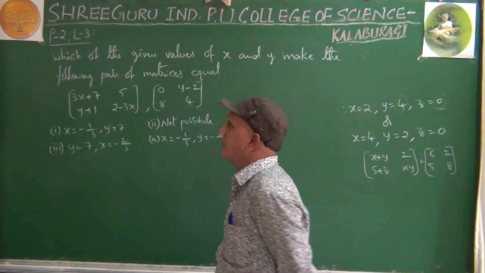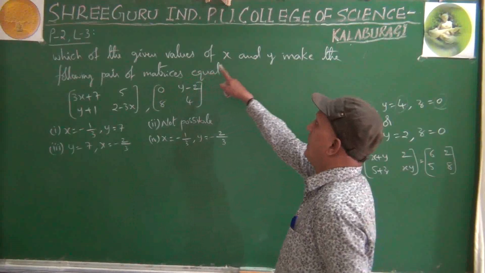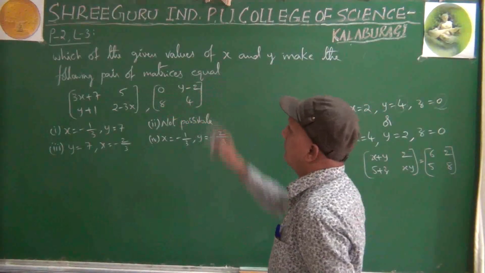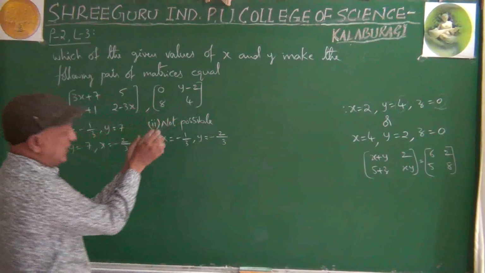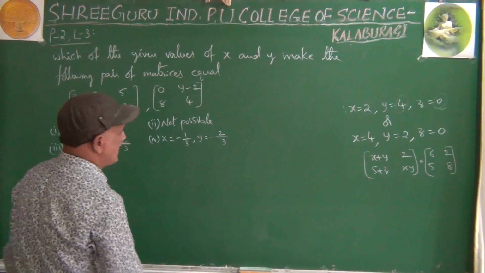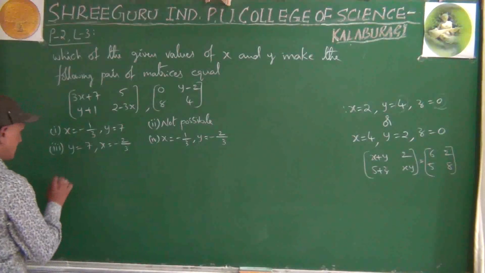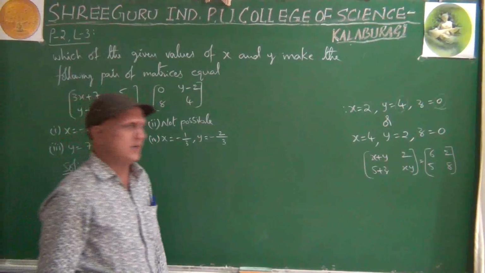Again, the concept is same. We have to equate. Which of the given values of x and y make the following pair of matrices equal? These two matrices should be equal. For which values of x and y both the matrices are equal is the question. Solution. Concept is same. We have to equate the corresponding elements.